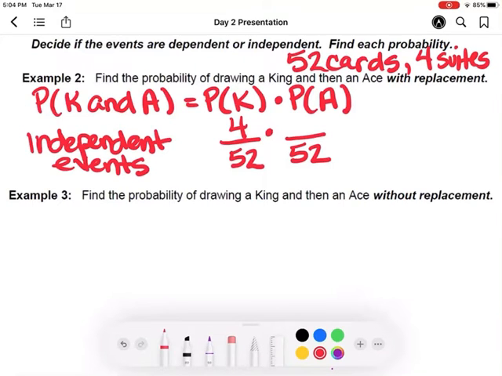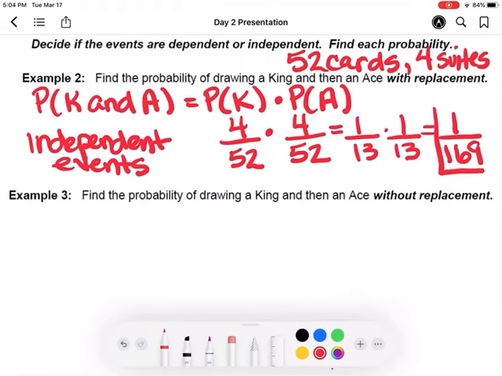Okay, so how many aces do we have? We have 4 aces. So basically I have 1 out of 13 times 1 out of 13, which would be giving me 1 out of 169. So I have a 1 in 169 chance of getting a king on my first draw and an ace on my second draw.